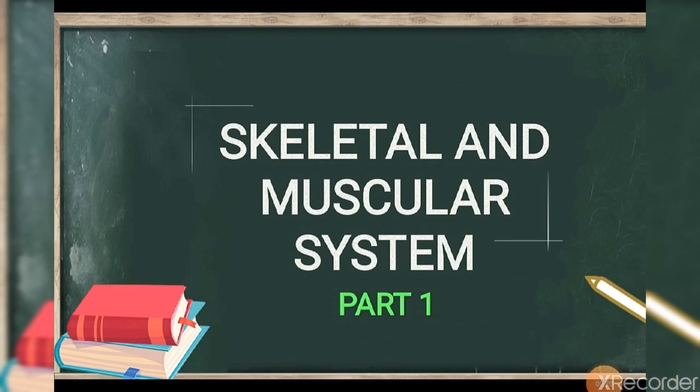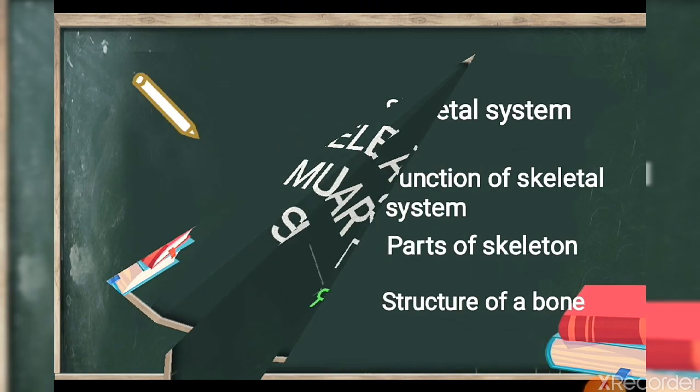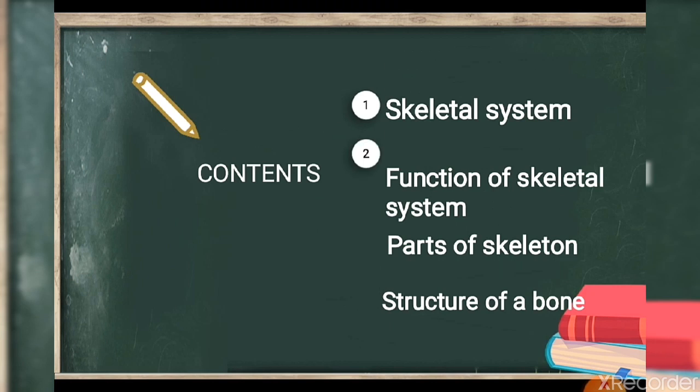Students, this is our chapter number 3, skeletal and muscular system. As the chapter is very big, I am dividing it into 3 parts. This is our part 1. In this video, we will read about the skeletal system, function of the skeletal system, parts of a skeleton, and structure of a bone. Okay, so let us start.